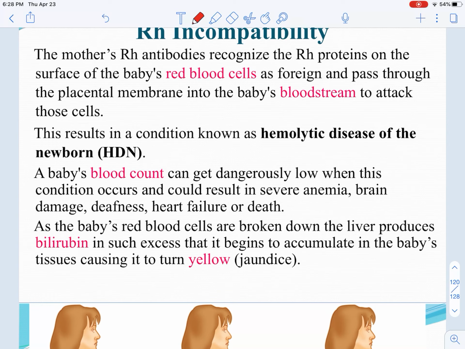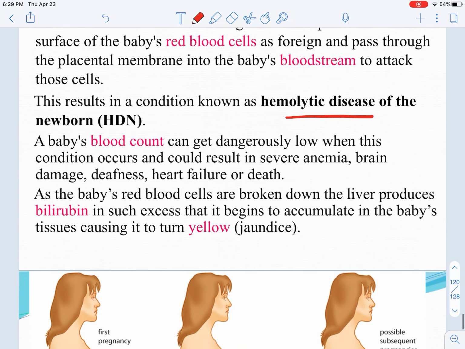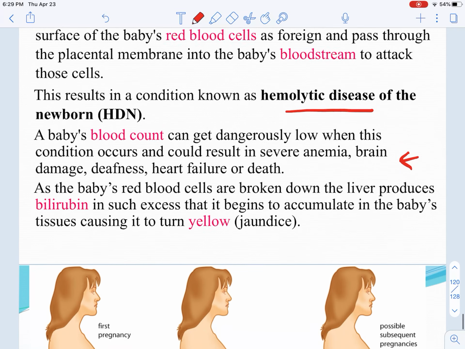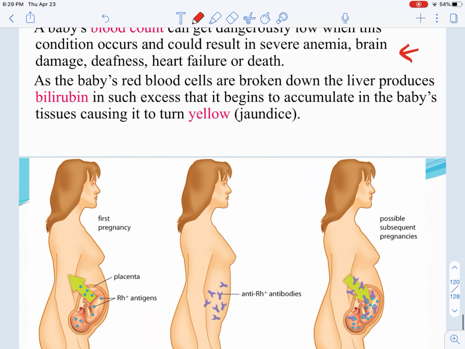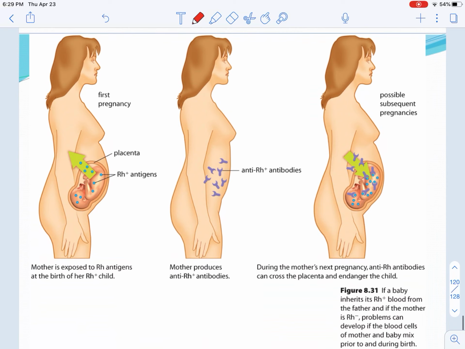And so if they know that, they can give some medication for that. If the baby's born with an attacked blood system because of those antibodies, and it wasn't detected, that would be called the hemolytic disease of the newborn, and can have some very, very serious results like brain damage and deafness and even death. So that's what this picture is explaining.